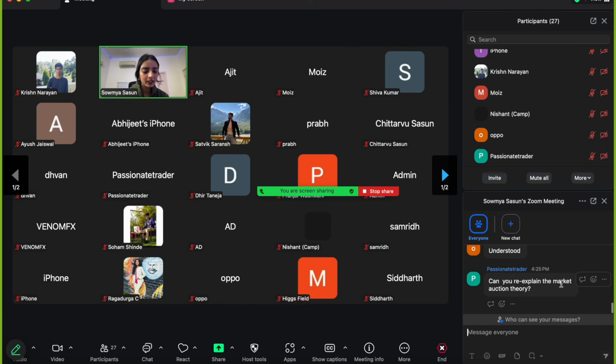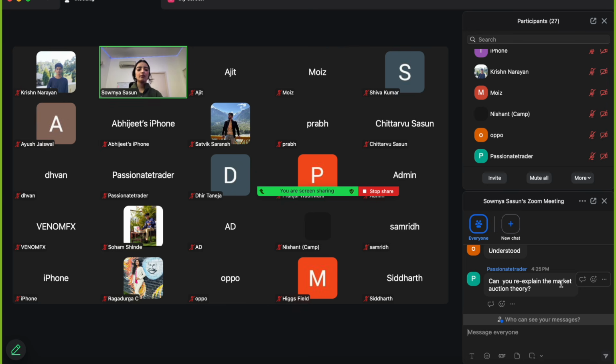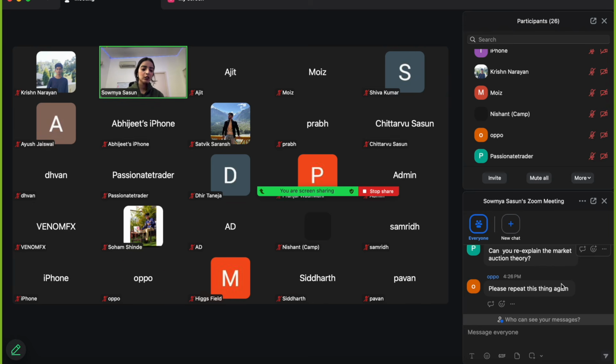Can you re-explain the market auction theory? Very simple stuff. We have two things. We have fair value. A fair value is when the buyer and the seller both are happy with the price, and a particular instrument is at fair value. Whereas if the buyers are stronger than the sellers, that means there is an imbalance and the price is going up. If the sellers are stronger than the buyers, then the price is going down. And yeah, those are imbalances, that means the buyers and sellers are at an imbalance.